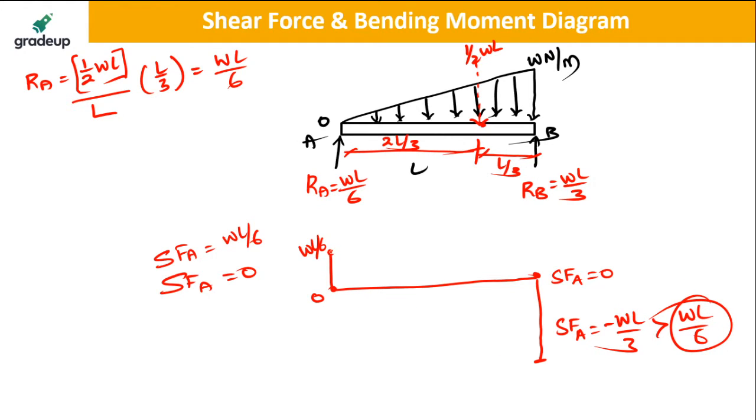So you will be getting a parabolic distribution here. You will be getting a parabolic distribution at this point, my dear friend. So this is the point C where the shear force is equal to 0 and the bending moment is maximum. Is it clear to all of you? Is it clear now?